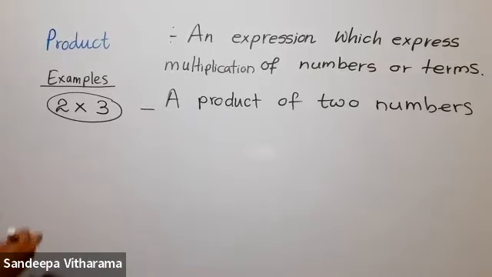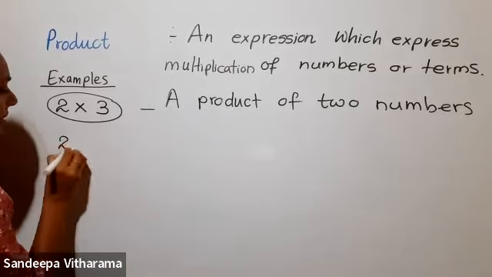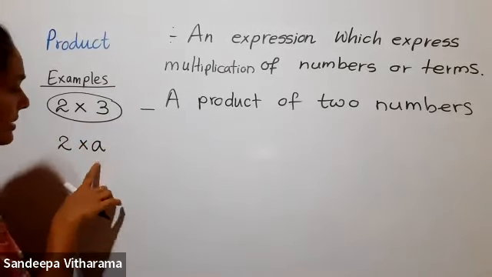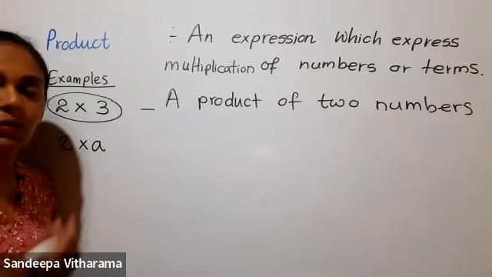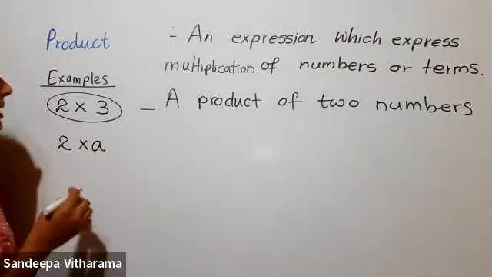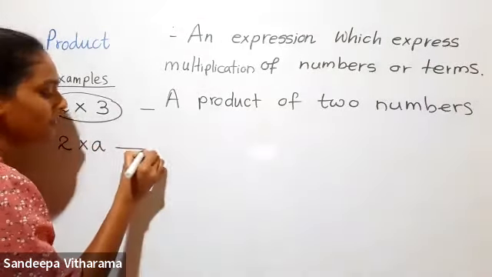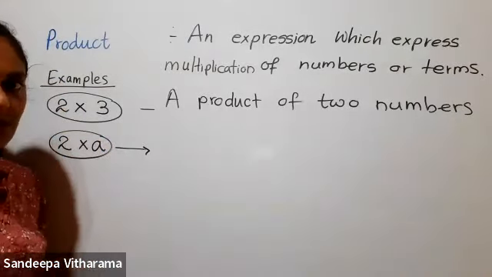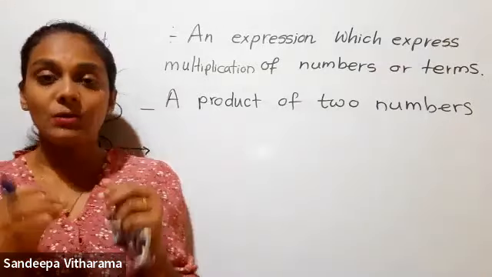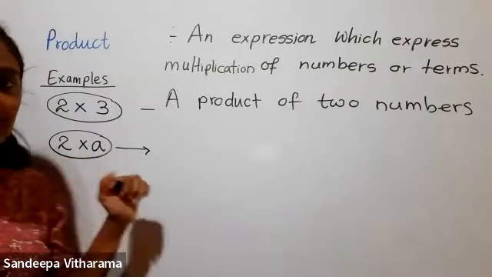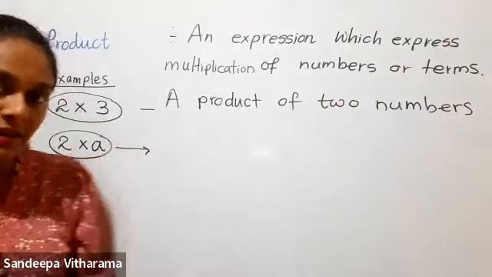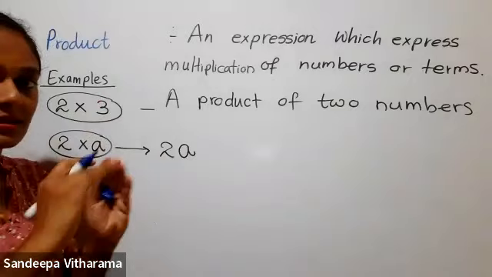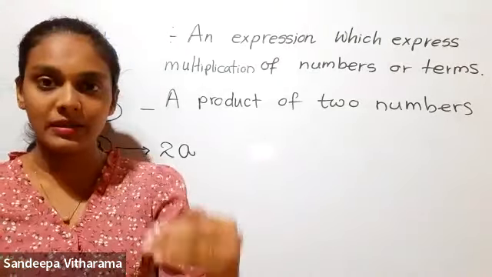Okay, look here. Instead of 3, if I put a, an algebraic term or an unknown term, how can I write this? Usually, in mathematics, there's no such expression. It can be seen like this, 2a. That means a number and an algebraic term together.